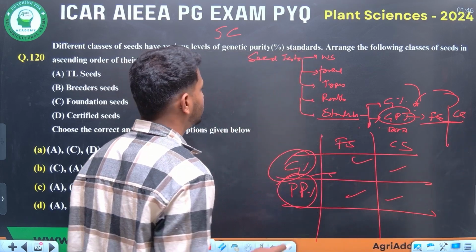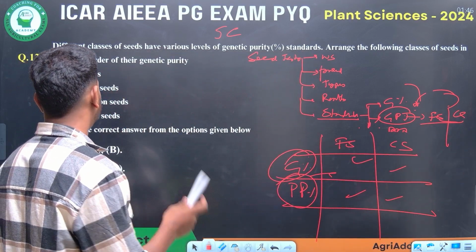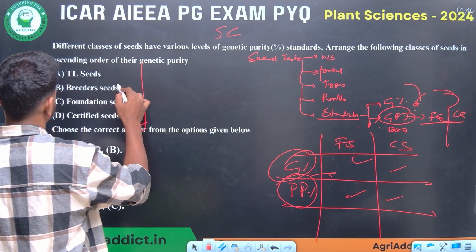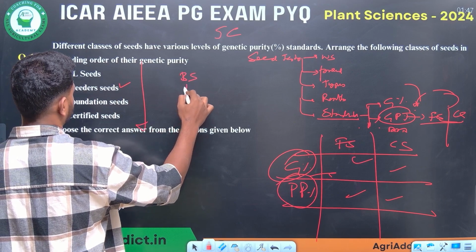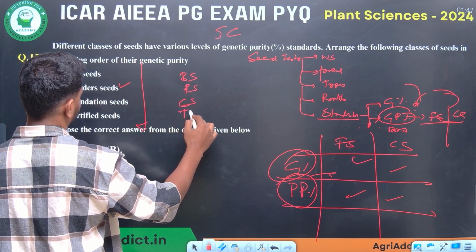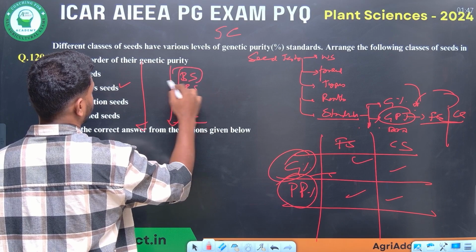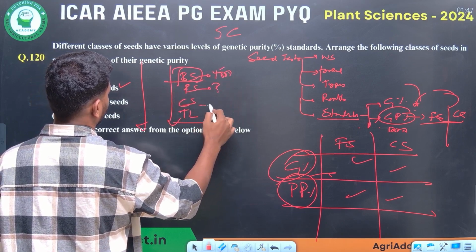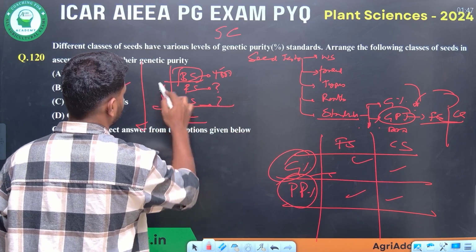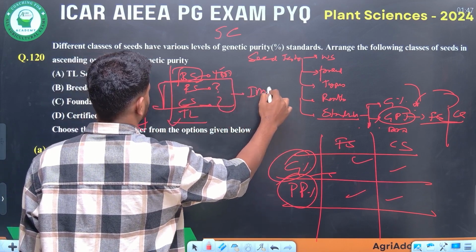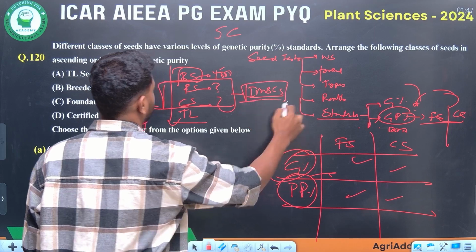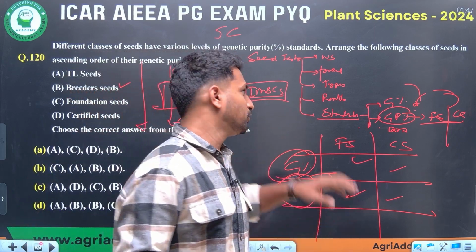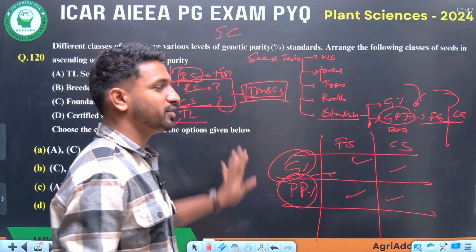So here they are asking the genetic purity standard for the different classes of seeds in ascending order, and you know already that it starts with the breeder seed first, then foundation seed, certified seed, and truthfully labeled seed. The breeder seed will be 100% pure, and what is the standard of foundation seed and of certified seed, that is what you have to know according to the IMSCS standard. What is IMSCS? It is the Indian Minimum Seed Certification Standards, where the certification agency will follow the standards that are prescribed in this manual.